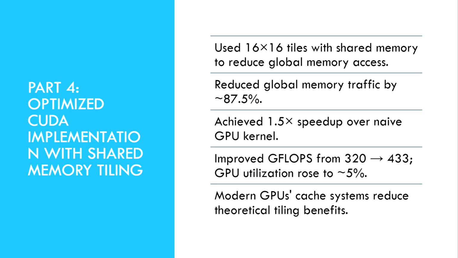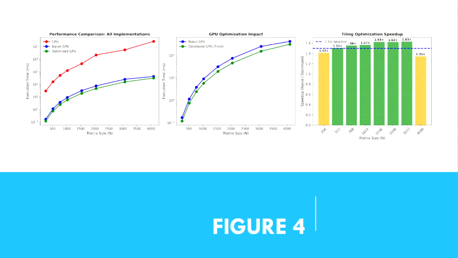We achieved a 1.5 times speedup over the naive GPU kernel. We improved the gigaflops from 320 to 433 and the GPU utilization rose to nearly 5%. Modern GPU cache systems reduce the theoretical tiling benefits. Figure 4 shows the three-way comparative study between the CPU, the naive GPU, and the optimized GPU.